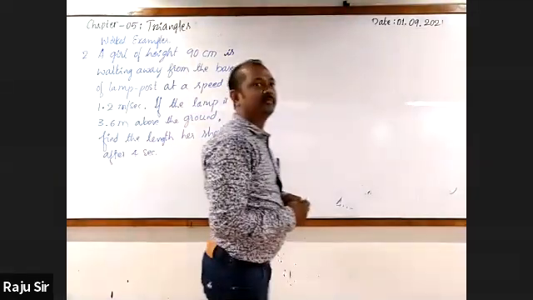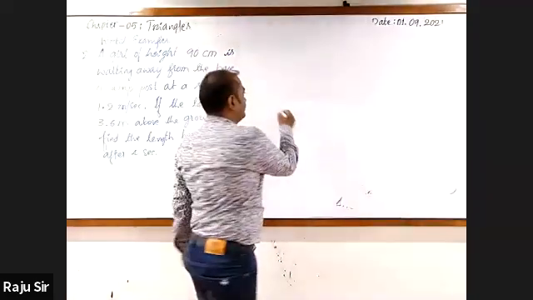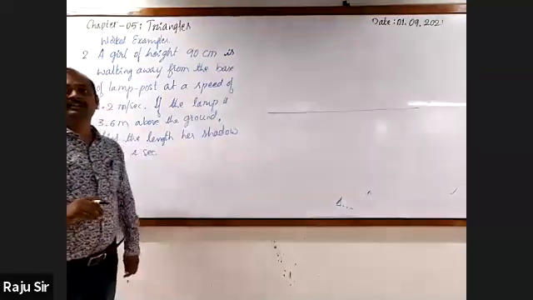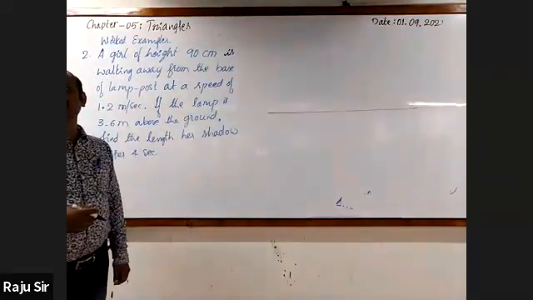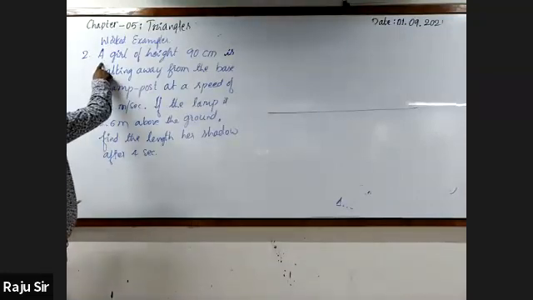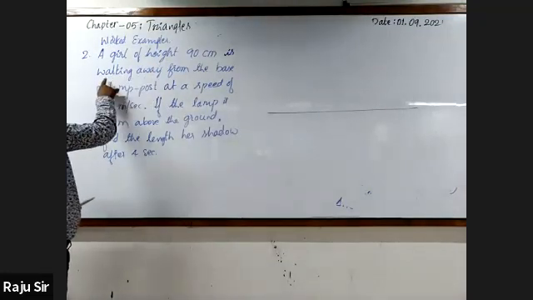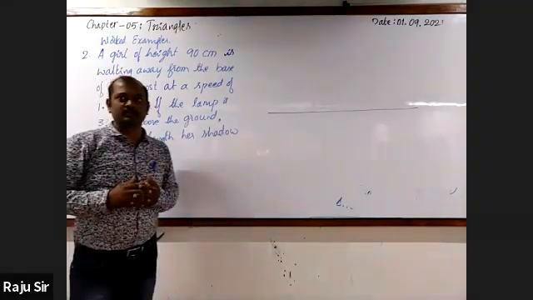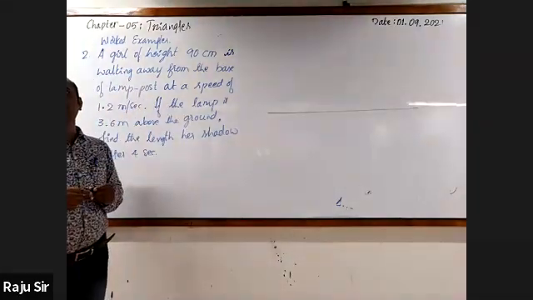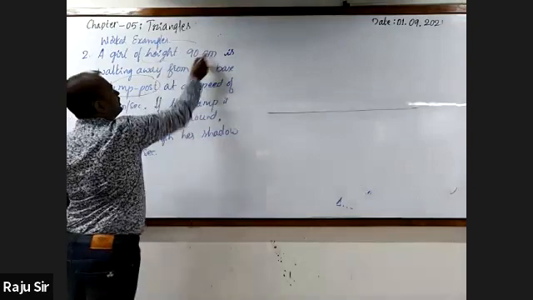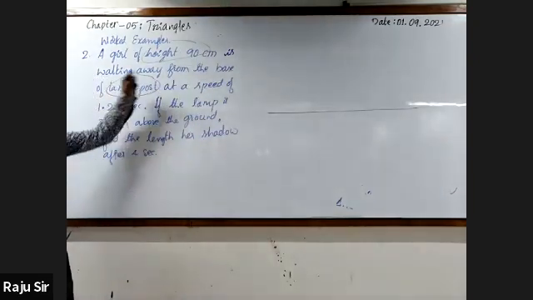Look here. First, I draw a line. What does it represent? Ground. That's the ground. Observe: a girl of height 90 centimeter is walking away from the lamp post, from the base of the lamp post. There are two items. What are those? One is the lamp post and the other is the girl's height. That is the girl.